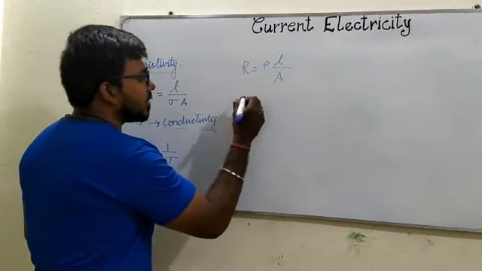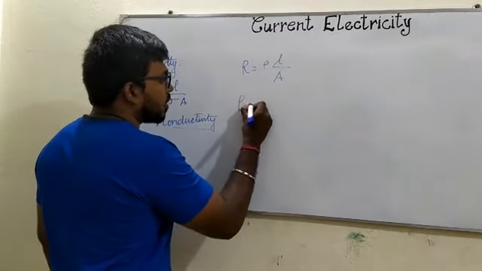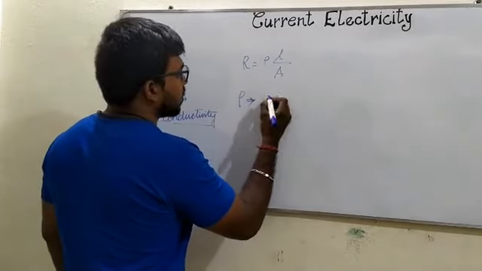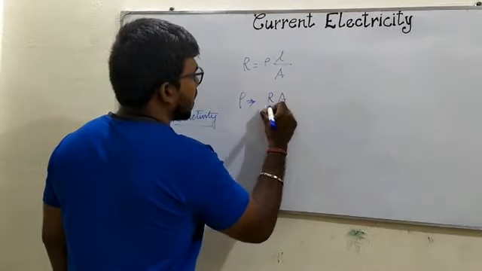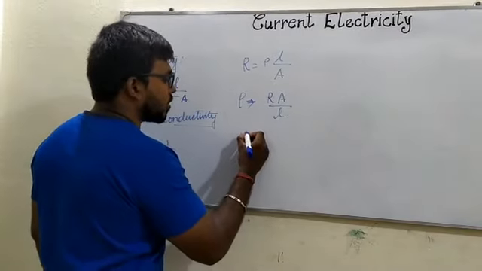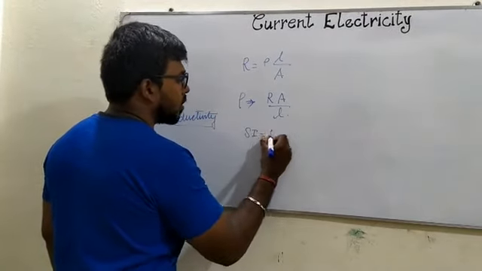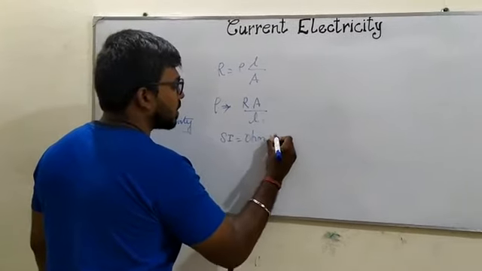So the resistivity rho is equal to R A by L. The SI unit of resistivity is ohm meter.